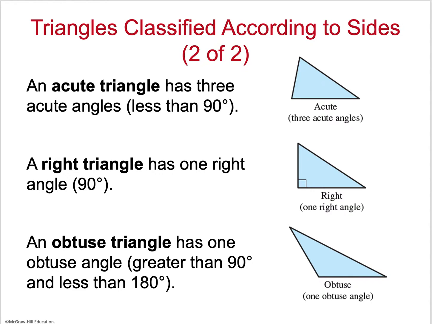I can also classify triangles by their angles. If it's an acute triangle, all of its angles are less than 90. If it's a right triangle, one angle measures exactly 90 degrees. And if it's an obtuse triangle, one angle is greater than 90 but still less than 180.